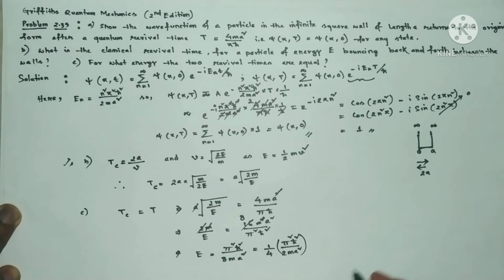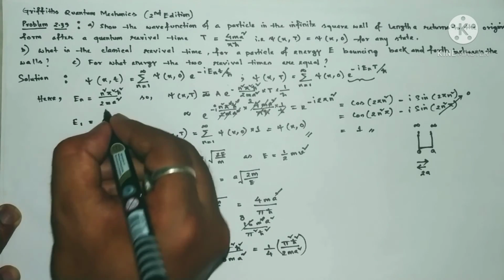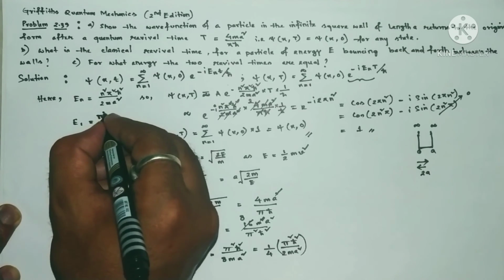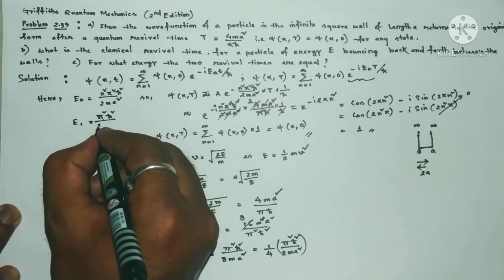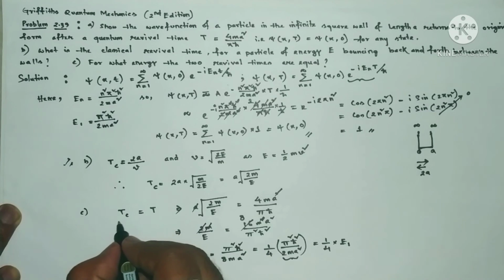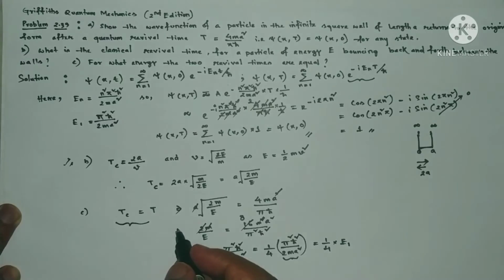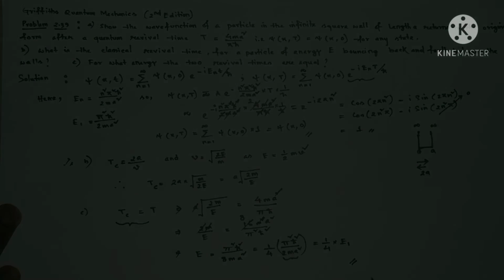So what is this? We have E_n equal to this, which means E_1 is equal to π²ħ²/(2ma²). So this is the same energy, and we can replace this whole term with 1/4 of E_1. So at an energy of one fourth of E_1, the classical revival time will be equal to the quantum revival time. Thank you so much.